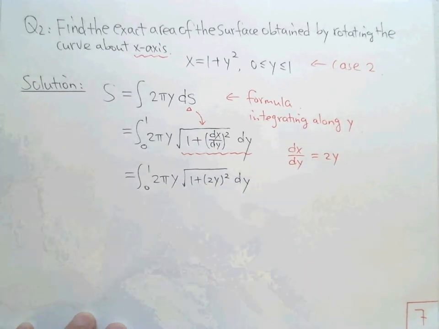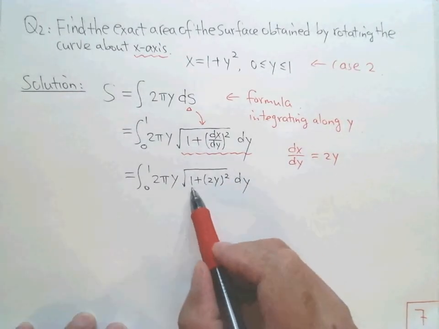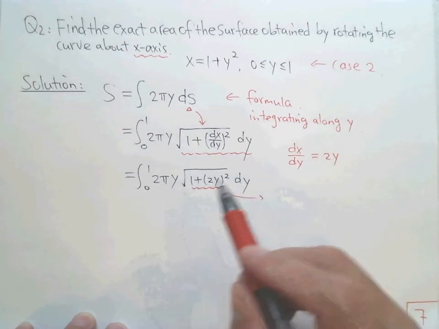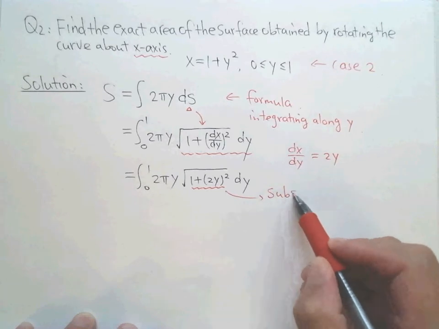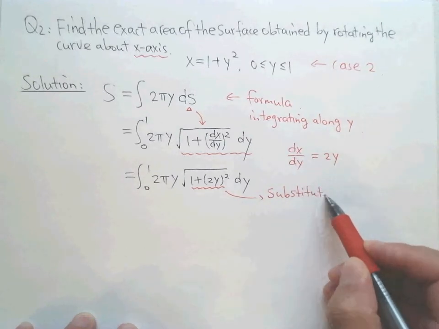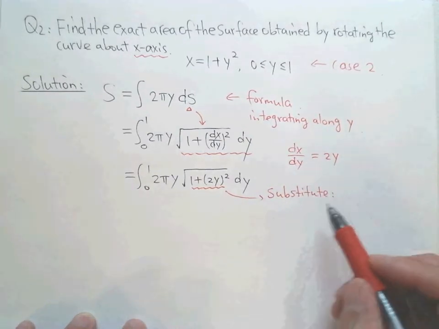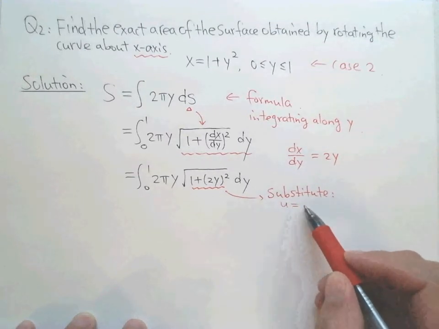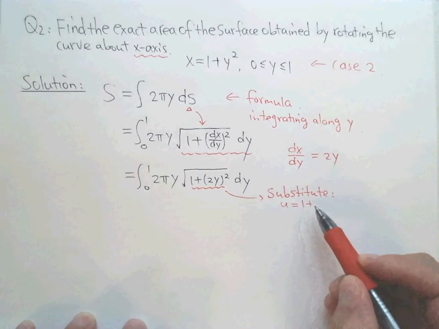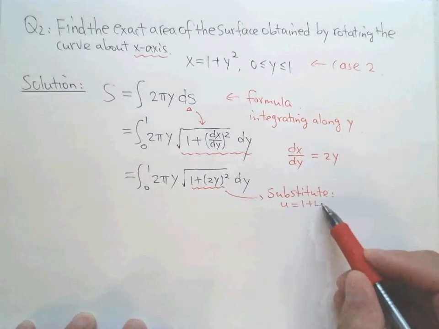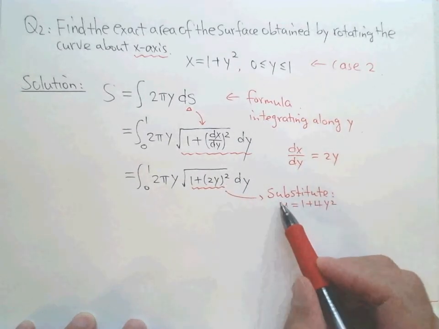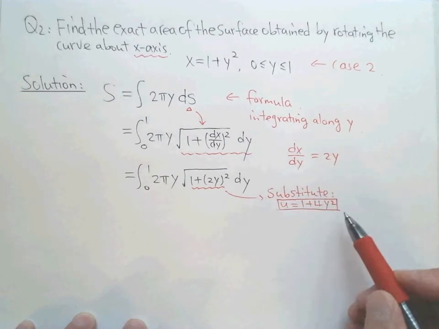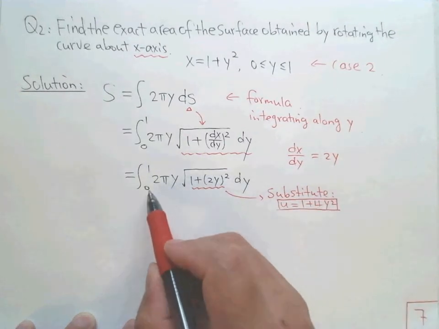Probably you think this is too complicated, but don't worry. The y and the dy put together is what? It is y dy, so you can do substitution. Definitely we can do this substitution. It looks complicated, but it is really not. We substitute: u equals 1 plus (2y) squared, which is 1 plus 4y squared. I do this substitution.